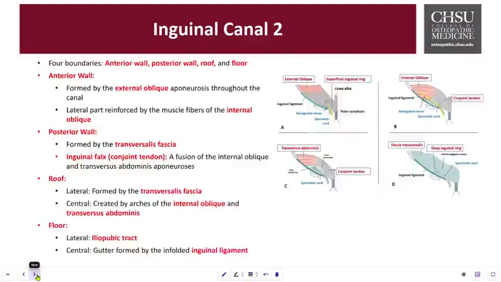Here are the different ways to view the inguinal canal. So the anterior wall is where you have the external oblique muscle, and then the lateral part is reinforced by the internal oblique. The posterior wall is formed by the transversalis fascia, as well as the conjoint tendon. And on the roof, we have the transversalis fascia. And on the floor, we have the iliopubic tract.